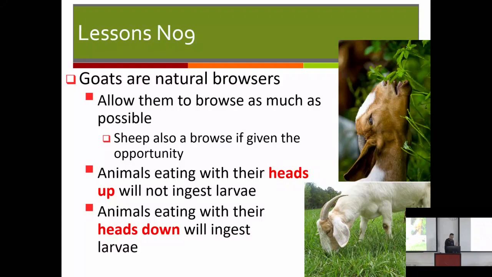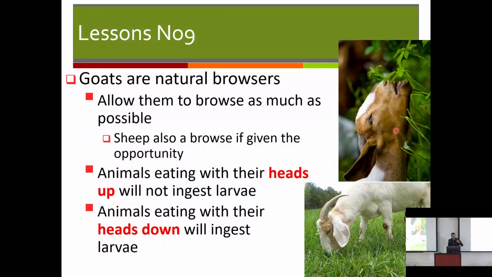So in this last lesson, that is very important, the goat is a natural browser, right? As you see here, sheep is also a browser if you give the opportunity. So what happens if they browse as compared to grazing?